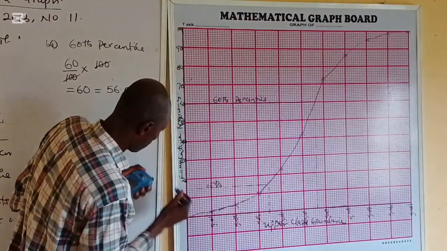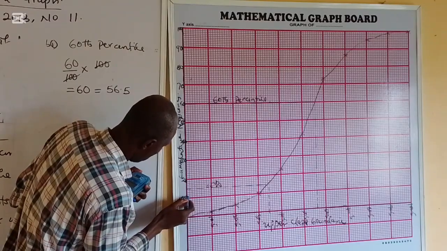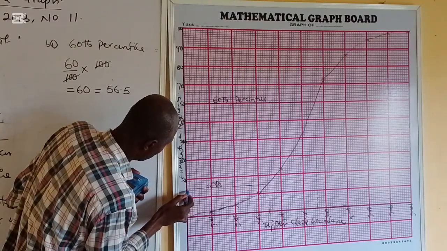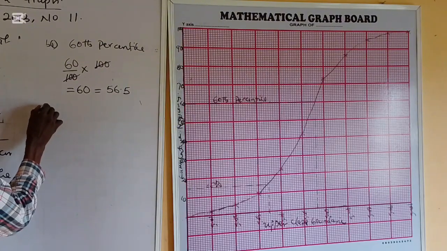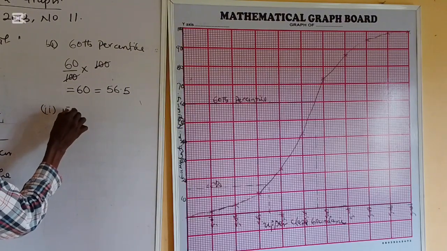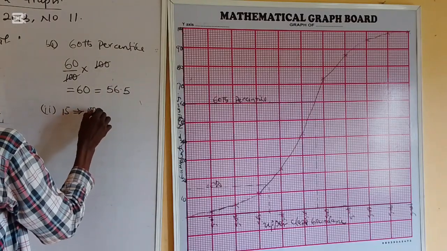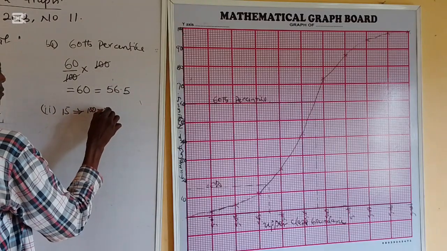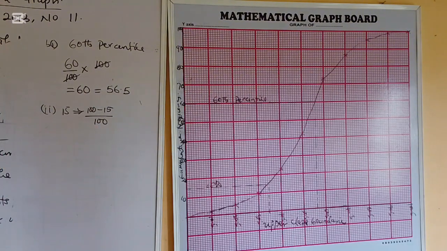Let's count from here. Look at where it touches it now. Okay. 10, 11, 12, 13, 14, 15. So it touches it at 15, B2. Which simply means, here is now 100. 100 minus 15 over 100. That is the probability of passing.